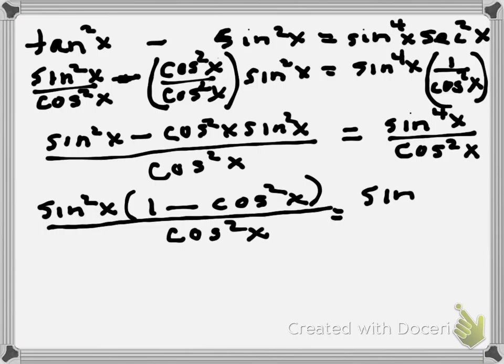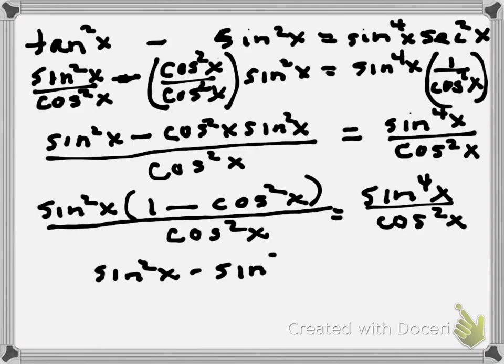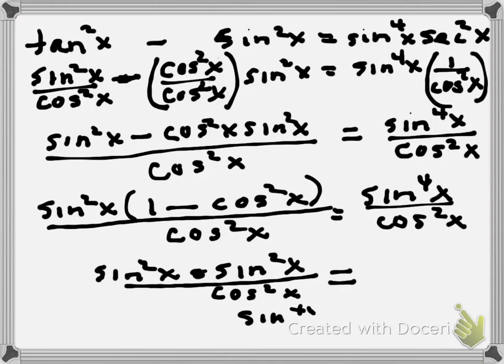And again, I'm trying to get sine to the fourth x over cosine squared x. But in parentheses, 1 minus cosine squared is sine squared. So I have sine squared x times sine squared x over cosine squared x. And sine squared times sine squared is sine to the fourth x over cosine squared x.